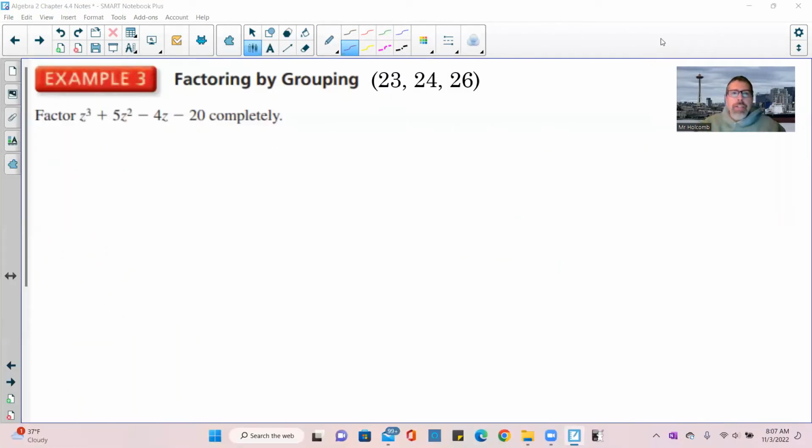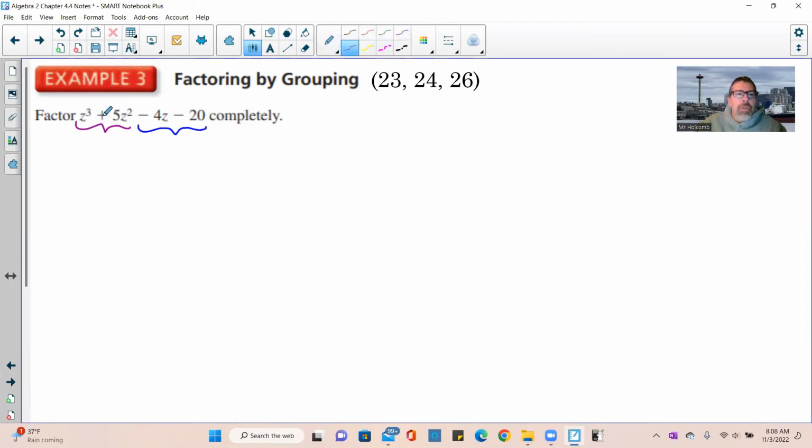Okay, example 3, factoring by grouping. Factor z cubed plus 5z squared minus 4z minus 20 completely. So what you want to do is focus on the first two terms and the last two terms and look for common factors.